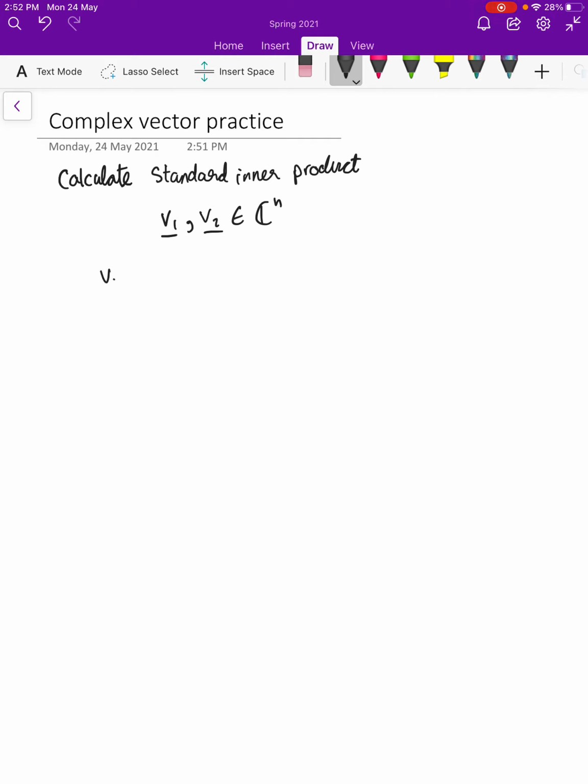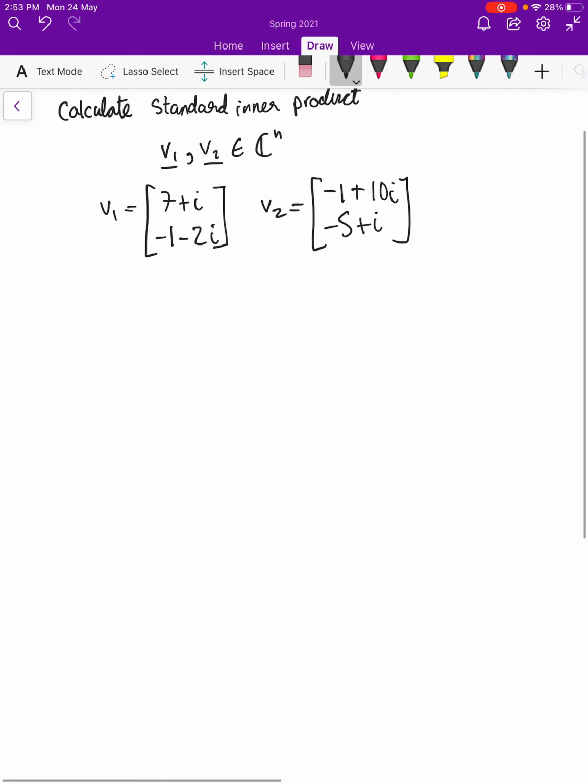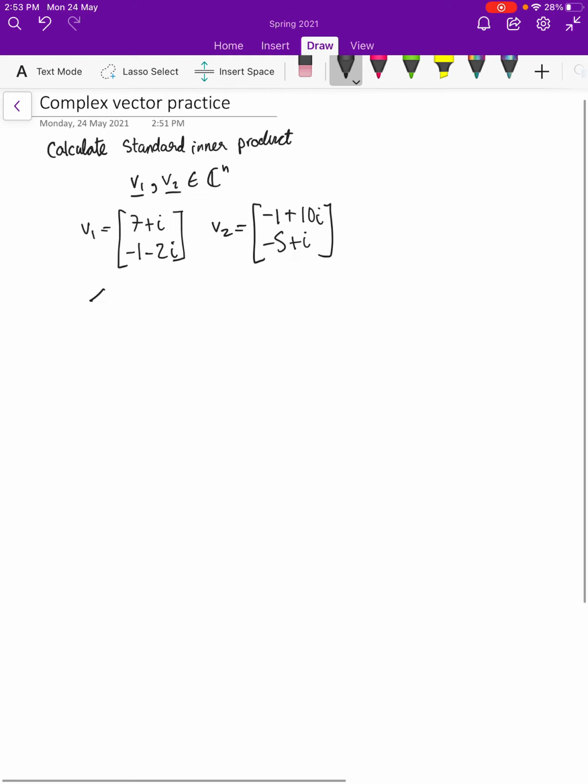Now v1 is going to be equal to (7 plus i, minus 1 minus 2i). v2 is equal to (minus 1 plus 10i, minus 5 plus i). Okay, now we basically want this in notation.